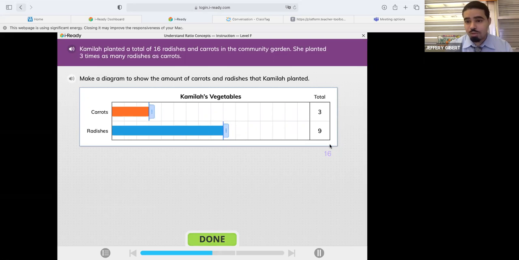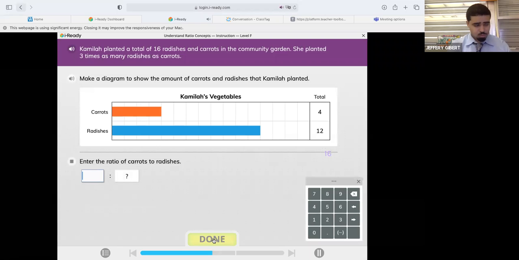We only got 12. We need 16. So let's try another carrot. All right, what's 4 times 3? 12. All right, so let's see. 4 plus 12. Oh, that's 16. So it looks like it's going to be our answer. That's it.